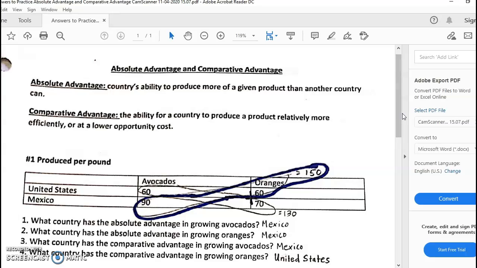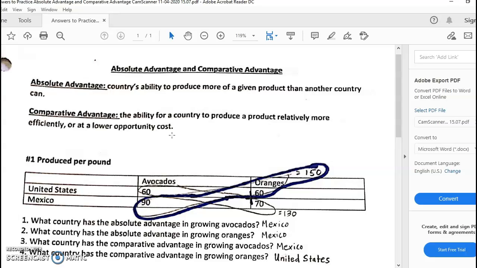But just to recap, absolute advantage is a country's ability to produce more of a given product than another country can. All right. Comparative advantage, as we can see up here, is the ability for a country to produce a product relatively more efficiently or at a lower opportunity cost.